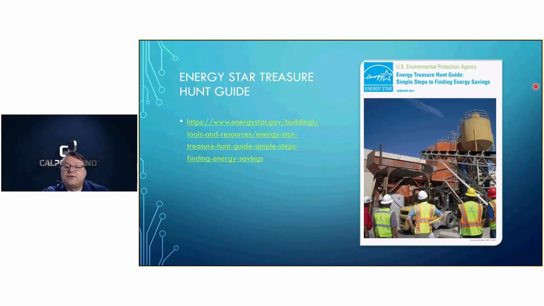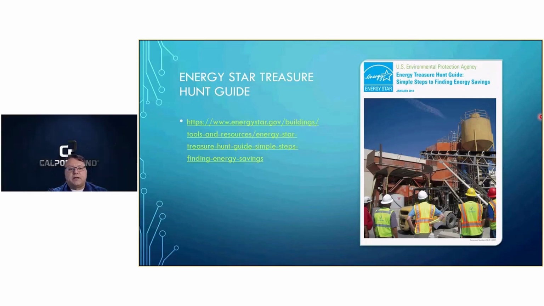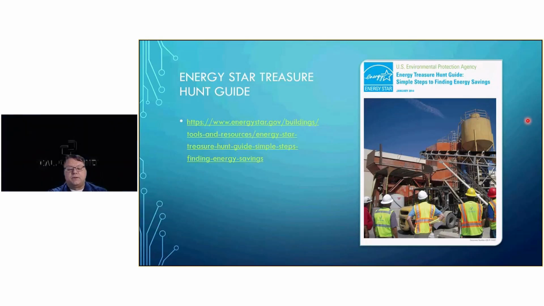What I really enjoy about this picture is this is actually our concrete products plant in Ontario, California. That is my boss right there. This is us, CalPortland, performing a treasure hunt at that plant, and I believe I was behind the camera lens taking that picture. Within this treasure hunt guide, CalPortland is recognized multiple times because we were part of creating it. I'm really proud of our involvement in creating that guide, and it's a good tool, and I'm glad it's being used by other people in the country with our name.